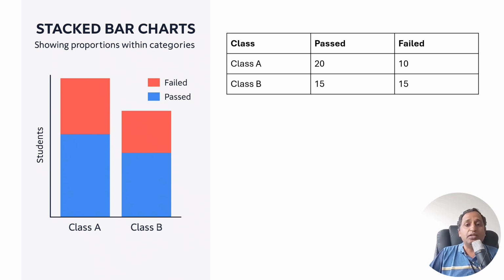So the total students per class is the bar height, and how outcomes are split is the bar segment. So you can see both the number and the proportionality in one visualization.